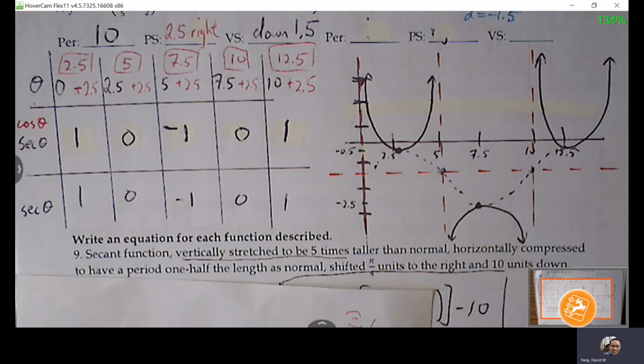And the asymptotes kind of tell you how wide to make your curve. And then the peaks and valleys of the cosine graph tell you how low or how high to make the vertex of your, I guess, parabola.